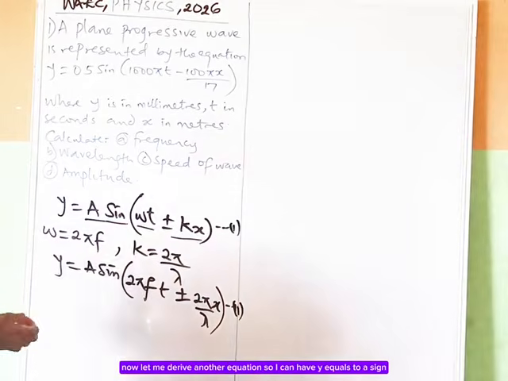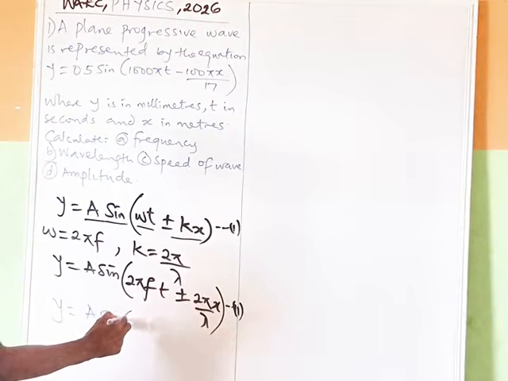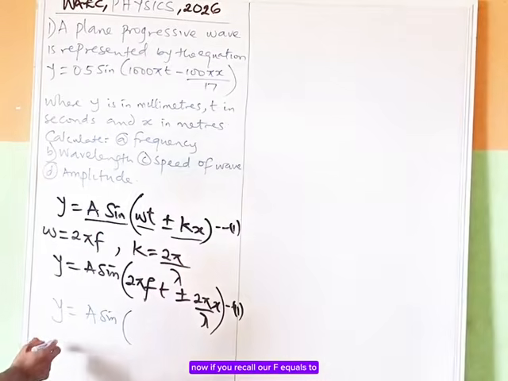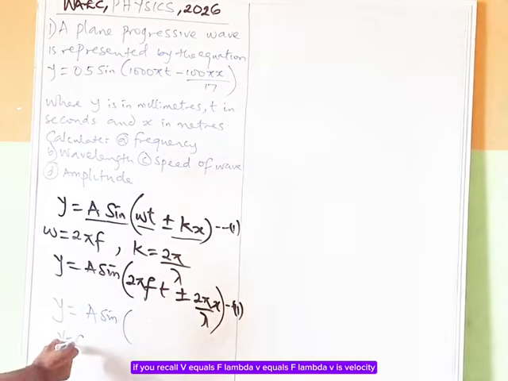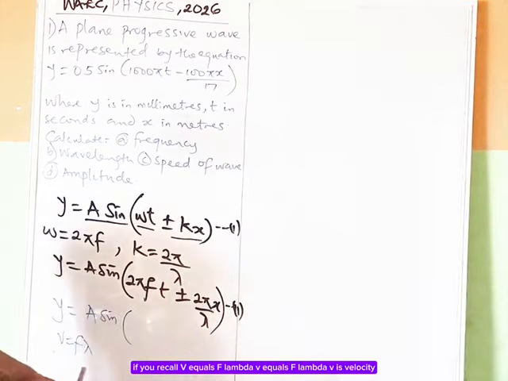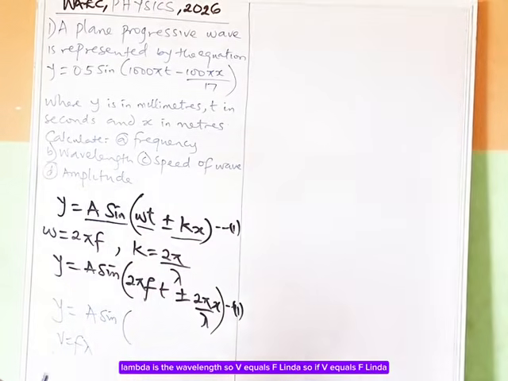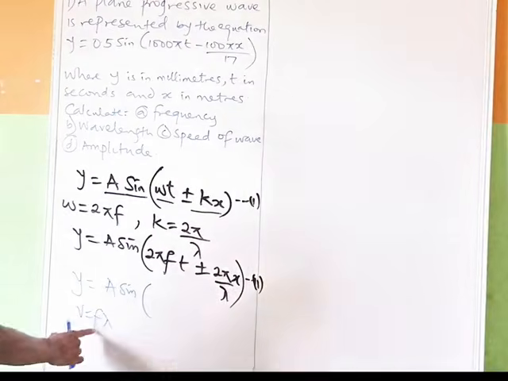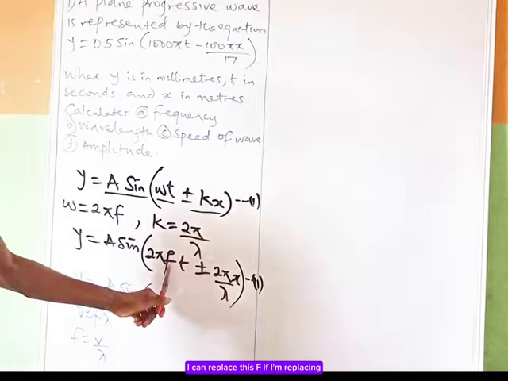Now let me derive another equation. So I can have y equals a sine. Now, if you recall, v equals f lambda. V is velocity, f is frequency, lambda is the wavelength. So if v equals f lambda, I can replace my f with, so f will be what? V over lambda.